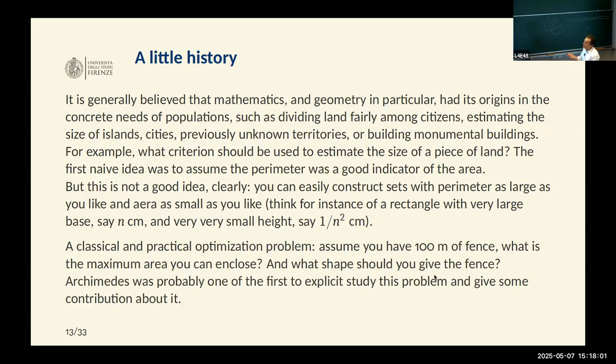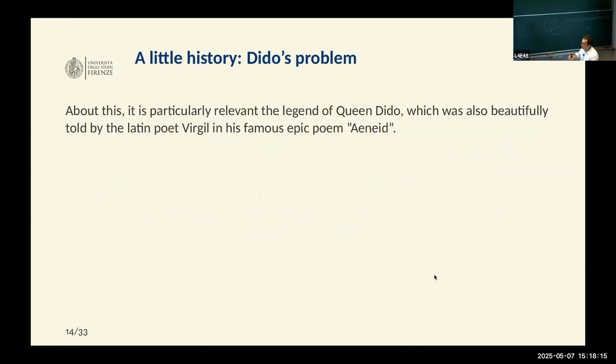And Archimedes was probably one of the first to study this problem, and he had the first ideas and gave some contribution about it. And it seems that he knew the solution was the disk. So 3,000 years ago, something like this, or almost. And about this, particularly interesting is the legend of Queen Dido, which was also told in the Aeneid, which is a famous Latin poem by Virgil.